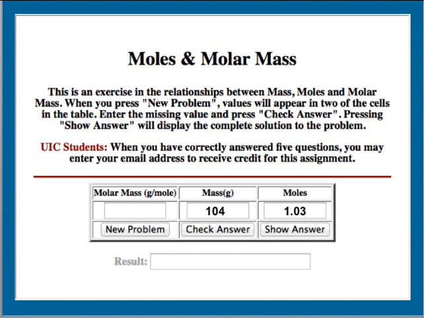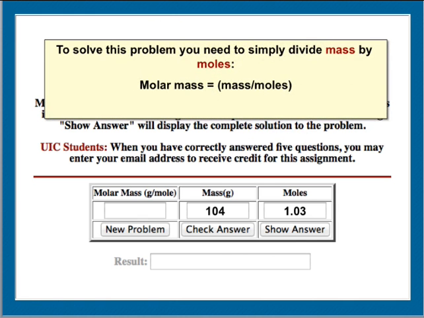Okay. So here we're given mass, moles, and all we have to do is calculate our molar mass. Molar mass, remember, is defined as grams per mole. And by George, here we have grams, and here we have moles. So, all we have to do is divide our mass by the number of moles. When we do that, looks like it's about 100.